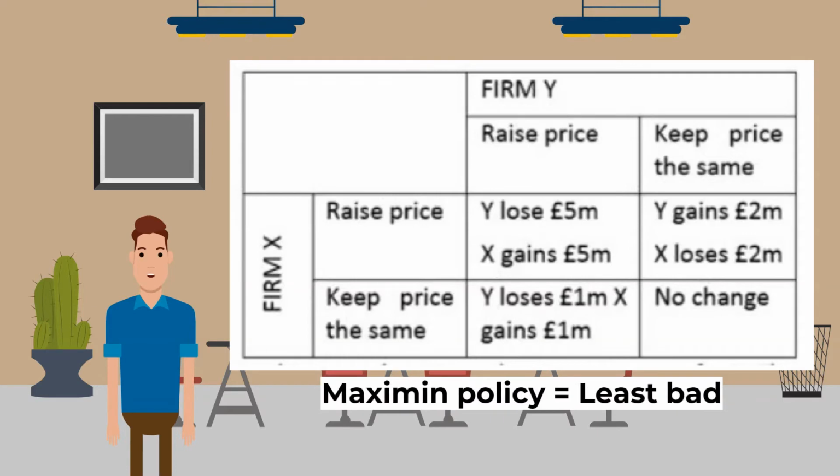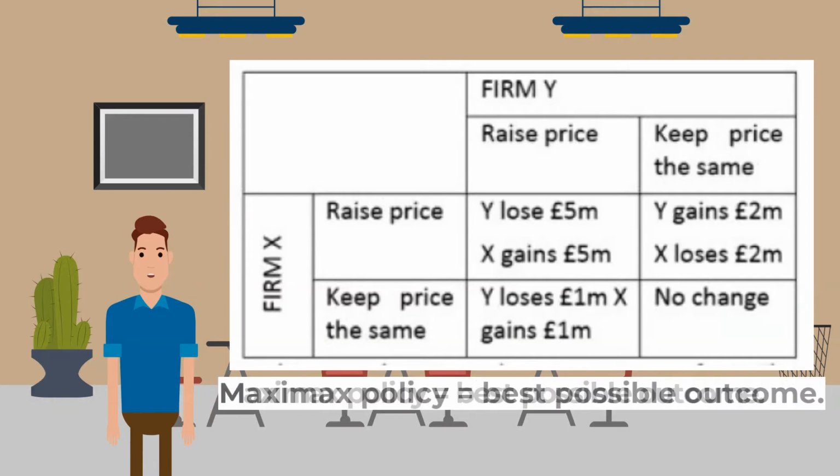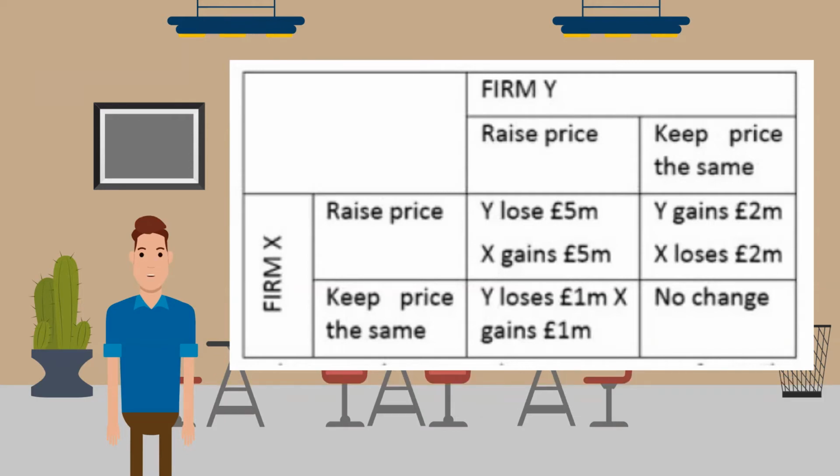The maximin policy involves firms working out the strategy where the worst possible outcome is the least bad. Alternatively, the maximax policy involves firms working out the policy with the best possible outcome. If the maximin and maximax strategies end up with the same solution, this is called the dominant strategy. However, dominant strategies aren't that common in real life, and the best strategy for a firm tends to depend on what the other firm does.